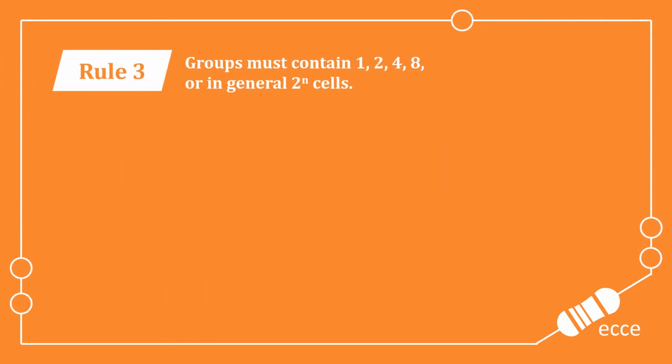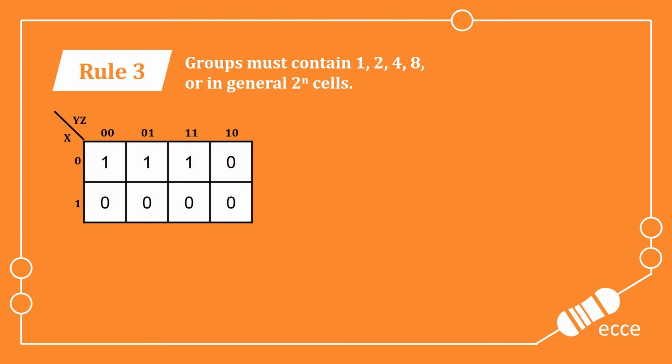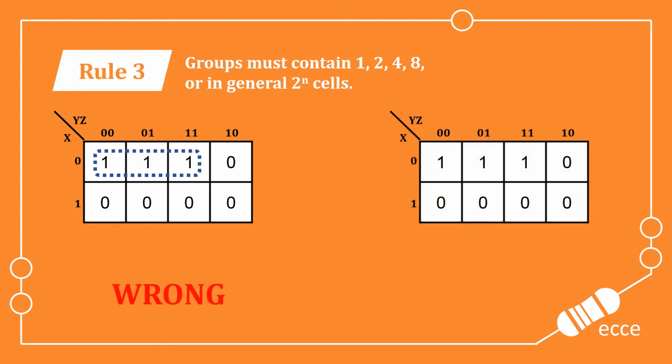Rule 3. Groups must contain 1, 2, 4, 8, or in general power of 2 cells. Look at these 3 ones, it is a violation to group them together in one group. What we can do is group these 3 with 2 pairs of ones.